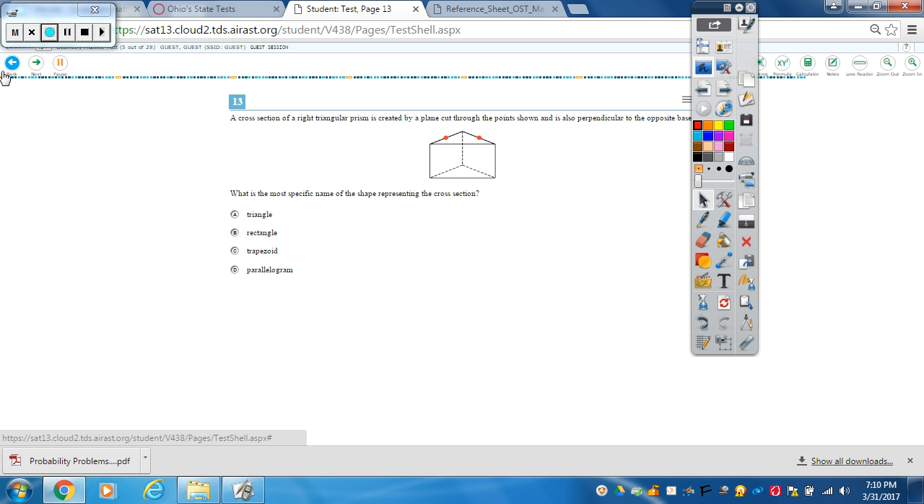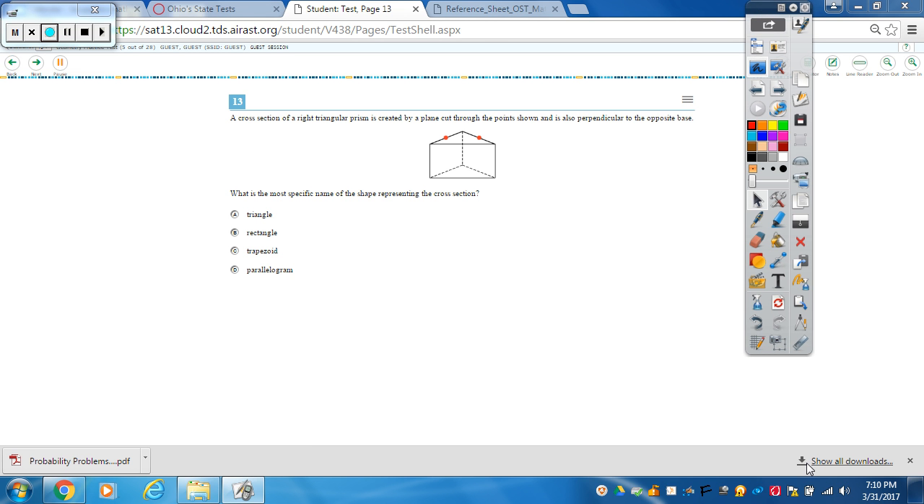A cross-section of a right triangular prism is created by a plane cut through the point shown and is also perpendicular to the opposite base. What is the most specific name of the shape represented in the cross-section? Okay. So a cross-section, where is that?